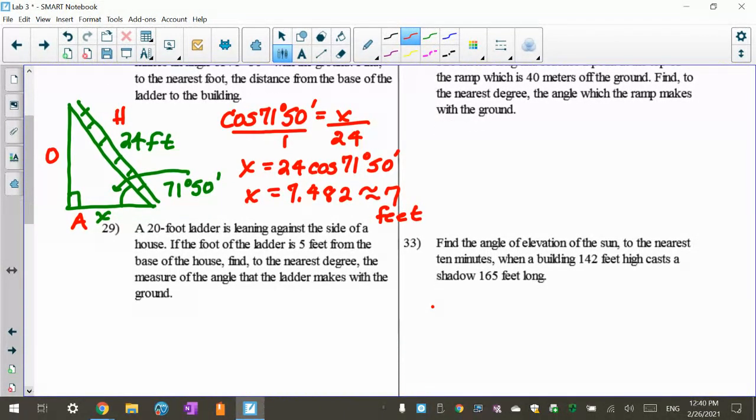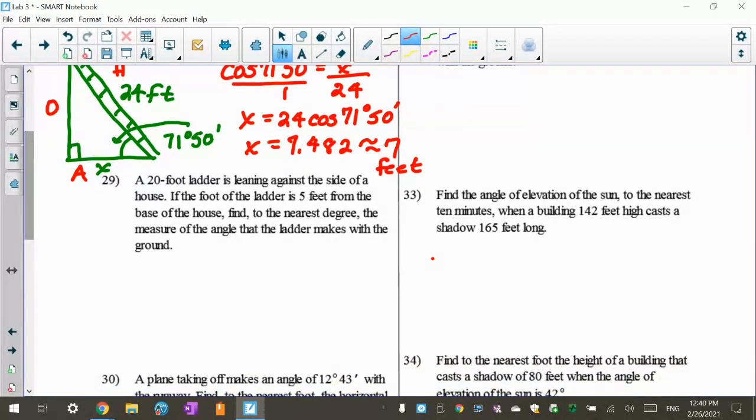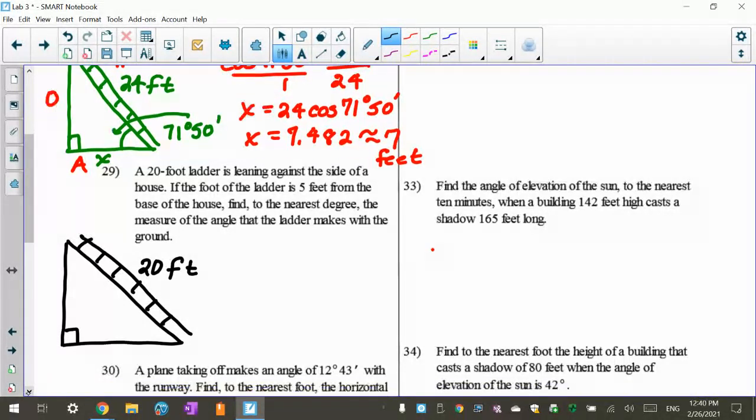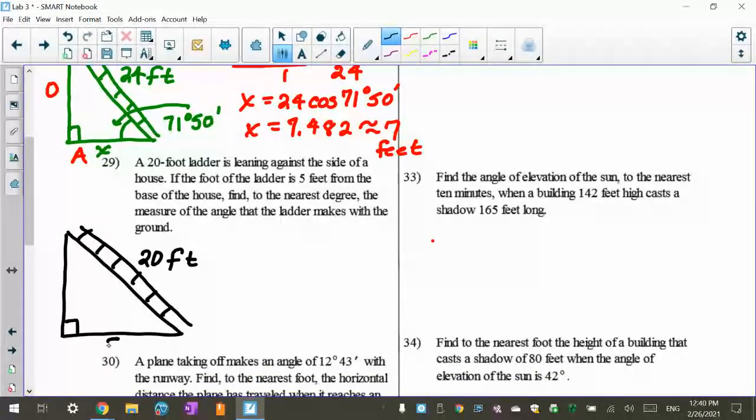29. This one's cool because we're kind of still talking about a ladder against a building. So I have a 20-foot ladder. I like this one. This one's a 20-foot ladder leaning against the side of a house. So this is 20 feet. Here's my right angle. And if the foot of the ladder is 5 feet away from the base of the house, find to the nearest degree the measure of the angle the ladder makes with the ground. So here they want the angle.